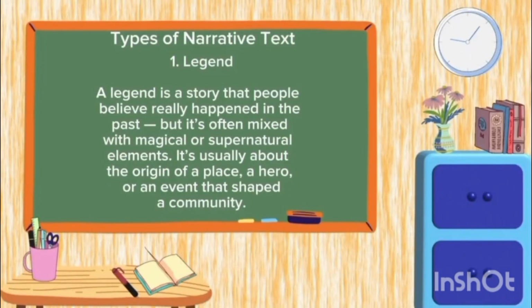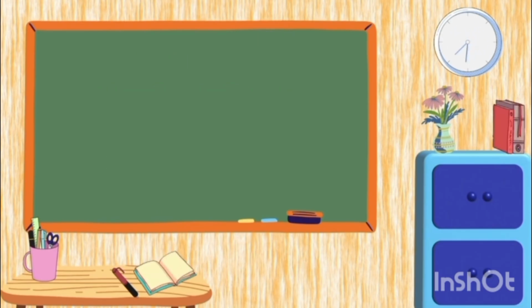Hello everyone, the first type is legend. A legend is a story that people believe really happened in the past, but is often mixed with a magical or supernatural element. It's usually about the origin of a place, a hero, or an event that shaped a community.